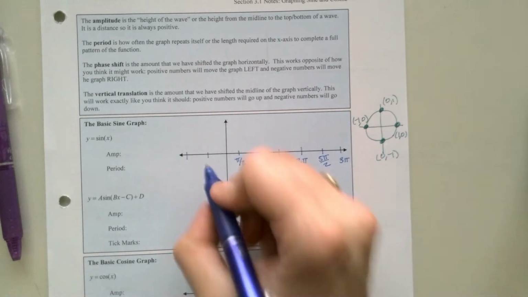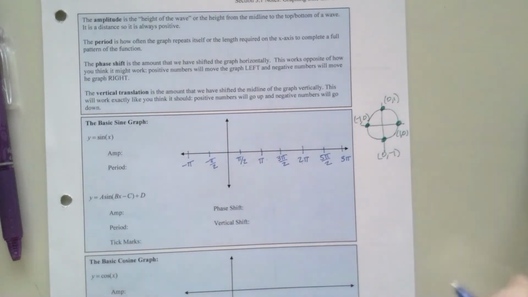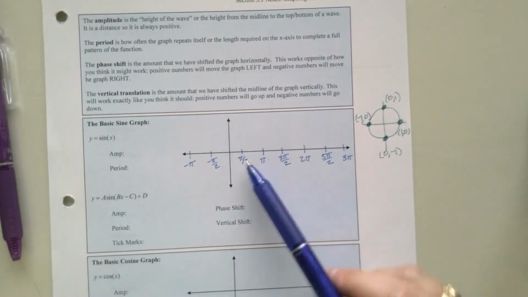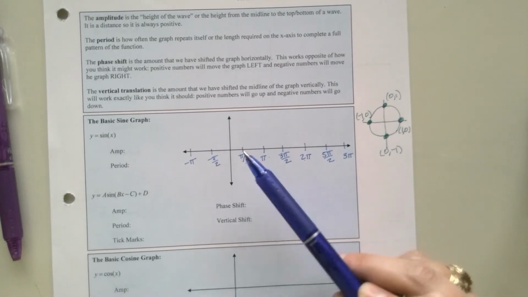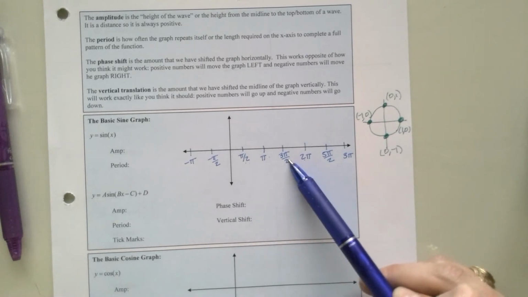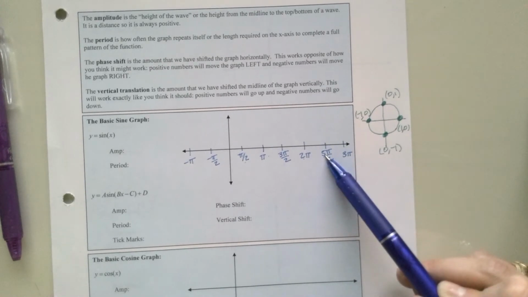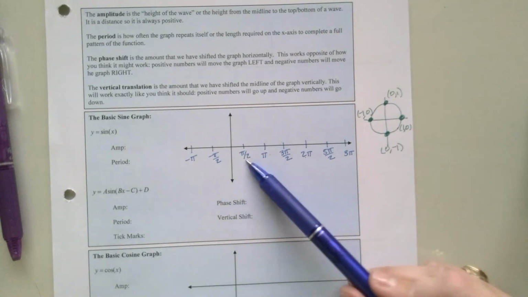Then if I went backwards, I would have negative pi over 2, and then I would have negative pi. So again, each of these tick marks is pi over 2, and I can count them by pi over 2's like this. 1 pi over 2. This would have been 2 pi over 2, which reduces. 3 pi over 2. This would be 4 pi over 2, which reduces. 5 pi over 2, 6 pi over 2, and so on and so forth. So we're counting by pi over 2's, or my tick marks.